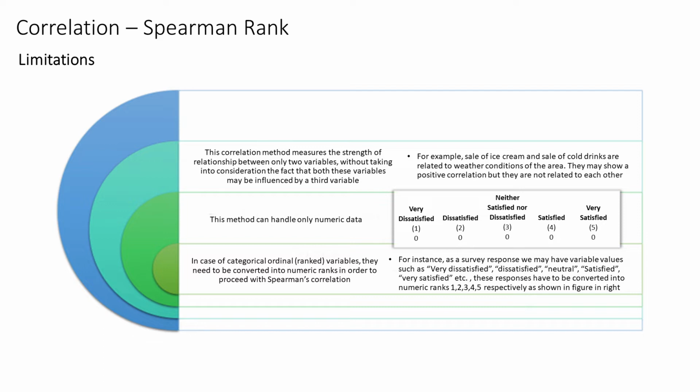The limitations of the Spearman method include the fact that this correlation method measures the strength of the relationship between only two variables, without taking into consideration the fact that both these variables may be influenced by a third variable. The Spearman technique can handle only numeric data, and in the case of categorically ranked variables, these need to be converted into numeric ranks in order to complete the analytical technique.